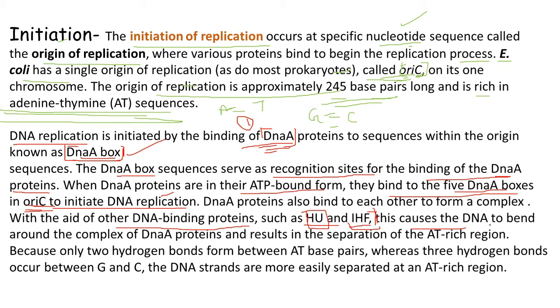This causes the DNA to bend around the complex of DnaA proteins and results in the separation of the AT-rich region. So here it starts the separation of the AT-rich region. It starts to bifurcate because only two hydrogen bonds form between A and T base pair. As I told you previously, AT has two hydrogen bonds and GC has three. Three hydrogen bonds occur between G and C. The DNA strands are more easily separated at the AT-rich region.